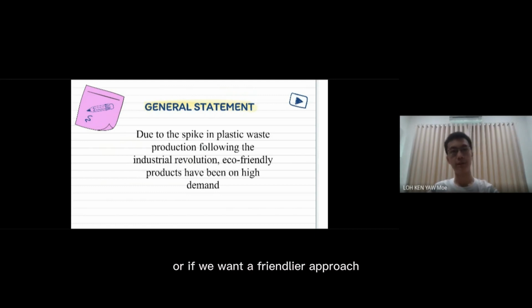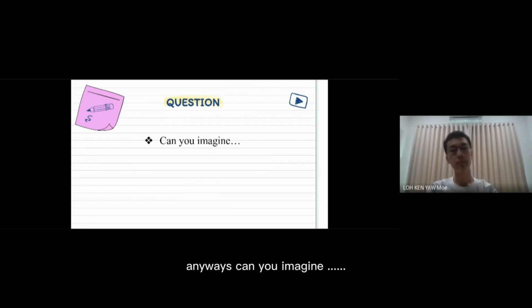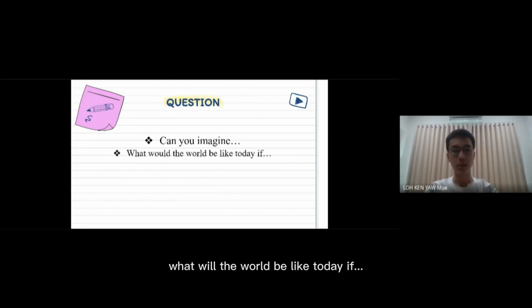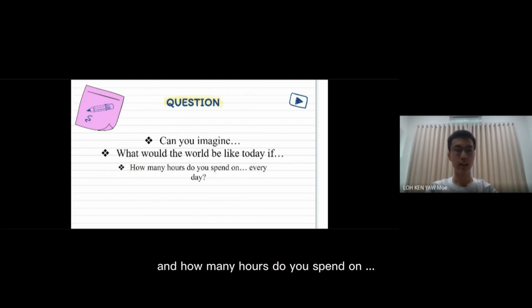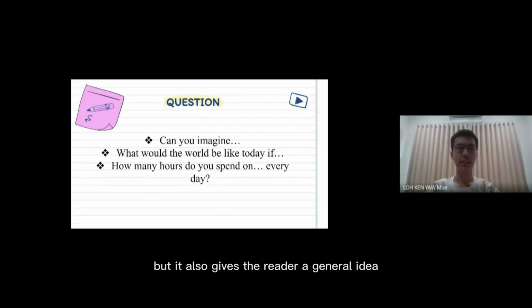Or, if we want a friendlier approach, we can ask questions. Of course, there are tons of ways to start a question, and the ones listed here are just the tip of the iceberg. Anyways, can you imagine ... What would the world be like today if ... and how many hours do you spend on ... every day? And so on. Writing a paragraph starter is really important, as not only does it attract the reader, but it also gives the reader a general idea of what's going to be elaborated further on in your essay.